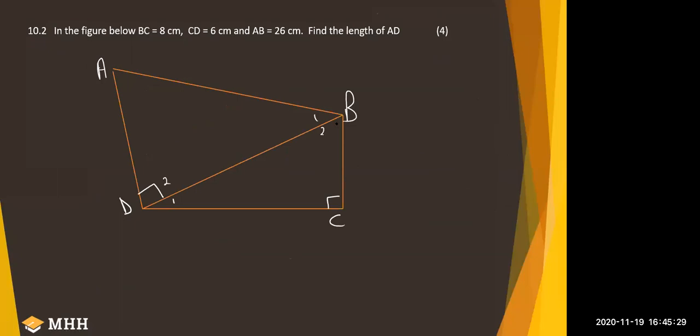BC is 8. I'm going to do this one very quickly. BC is 8. CD is 6 centimeters. AB is 26 centimeters. You must find the length of AD.